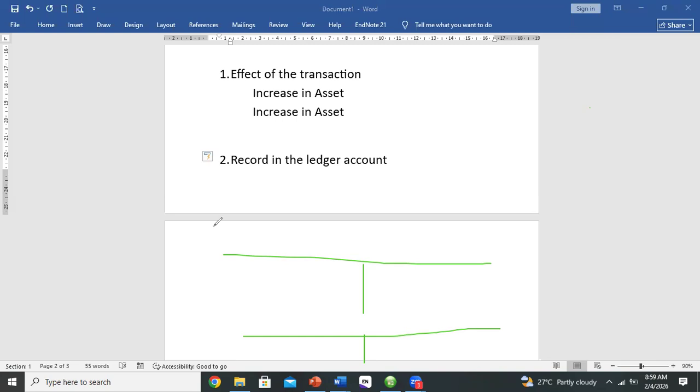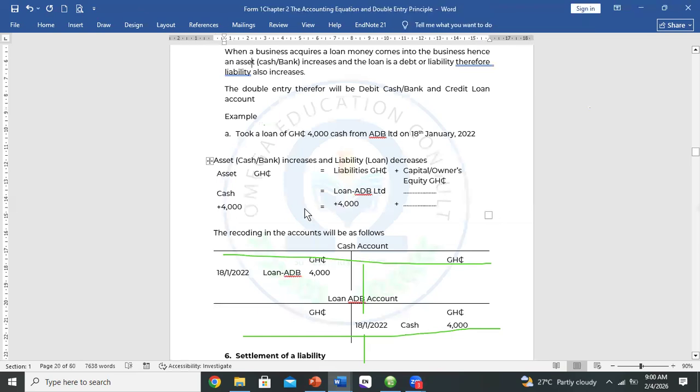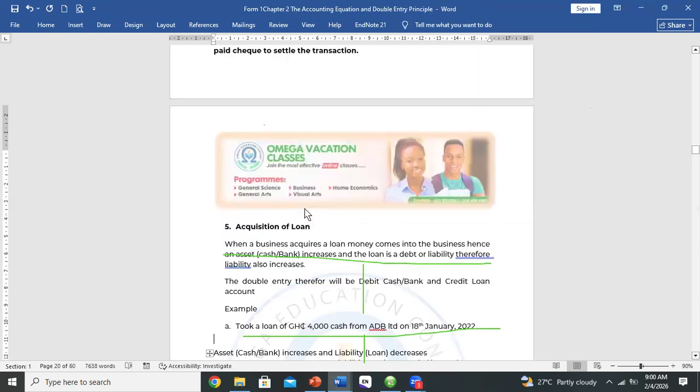Yes, Prof. Nico, I think you have a question. Sir, please, can you go back to 5A? Can I go back to 5A, acquisition of loan. Okay, 5A, acquisition of. Are you copying? If it's about copying, I think the document is on the page. No, it's not about copying. You want to pick some details. Okay, so this one, right? 5A took a loan of 4,000 cash from ADB. Yes. Okay, so I'm here.